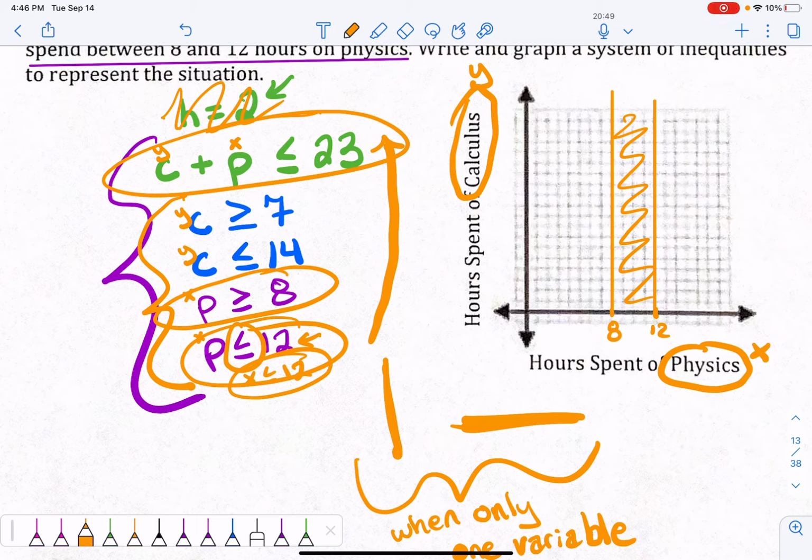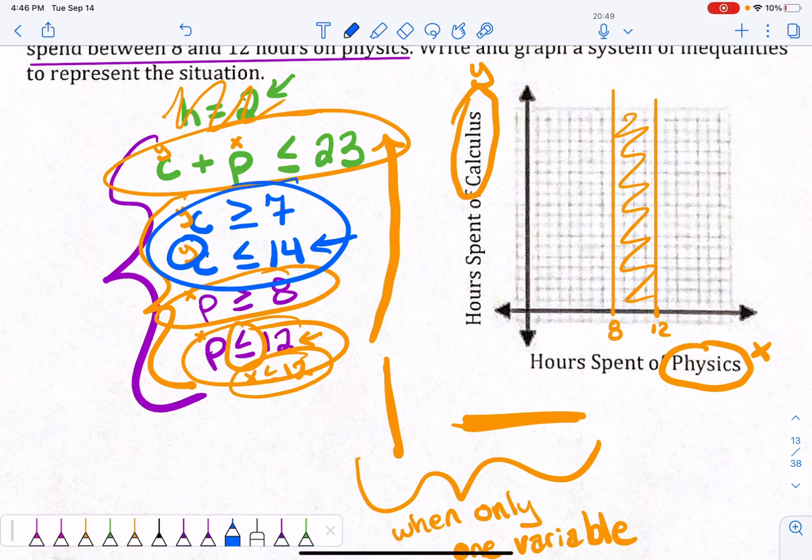Now let's go to the blue ones. These are the C's. C has to be between 7 and 14. Let's start with the 14 one. C is less than or equal to 14, and C is the y variable, so we go to the y-axis and go to 14. So 1, 2, 3, 4, 5, 6, 7, 8, 9, 10, 11, 12, 13, 14.